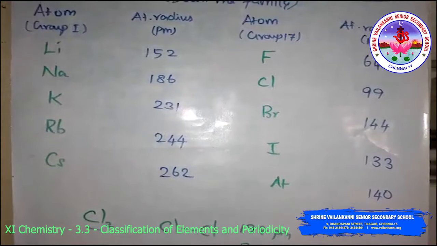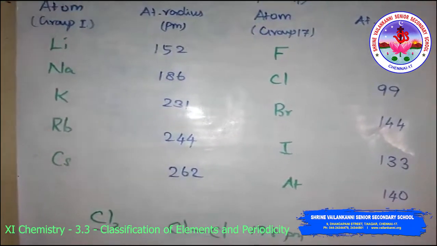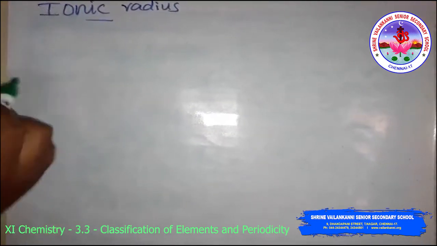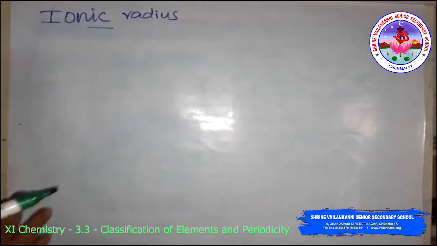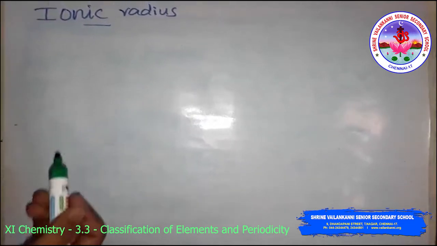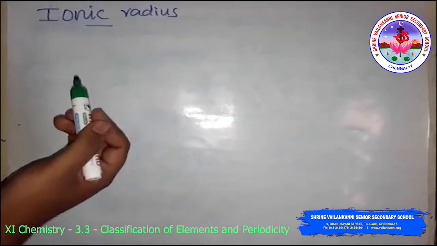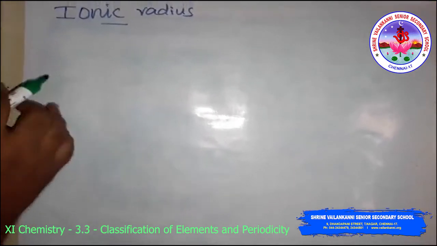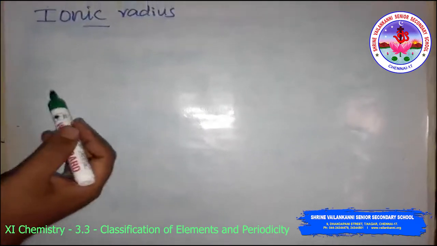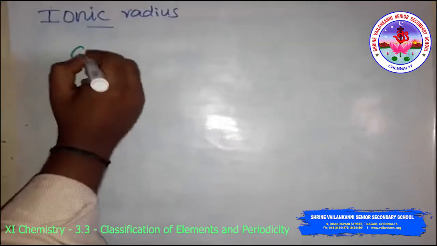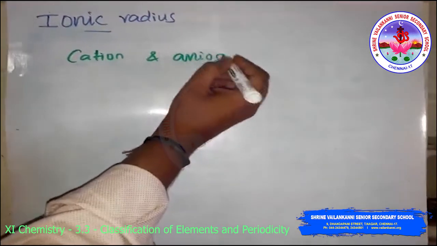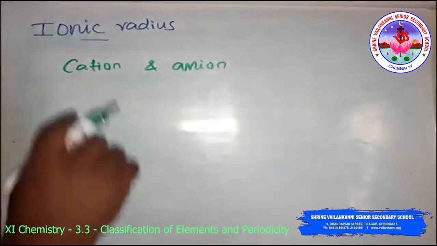Next is ionic radius. The term ions means what? There is involvement of cation and anion. The removal of an electron from an atom is called a cation. The gain of an electron is called an anion. So the ionic radii can be estimated by measuring the distance between cation and anion in an ionic crystal.